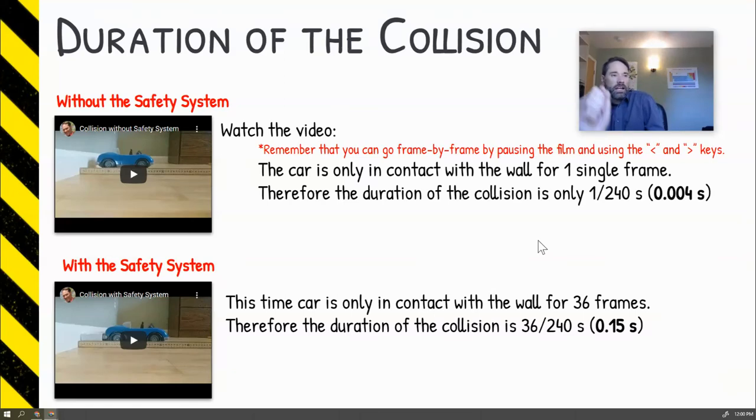Hey everybody, in this video I'd like to talk a little bit about how to calculate or find the duration of a car collision, in terms of one that you filmed. It is important to film it. There's no way you could take a stopwatch out and measure the amount of time that the car is in contact with the wall, and so really filming it is the only option.